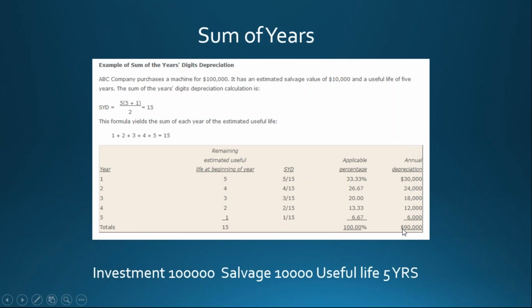And we've depreciated the entire $90,000. The 90,000 is depreciated plus the 10 grand that we took for salvage off the top. See, the formula proves itself. That's how you do sum of years. So you zero right in on useful life.